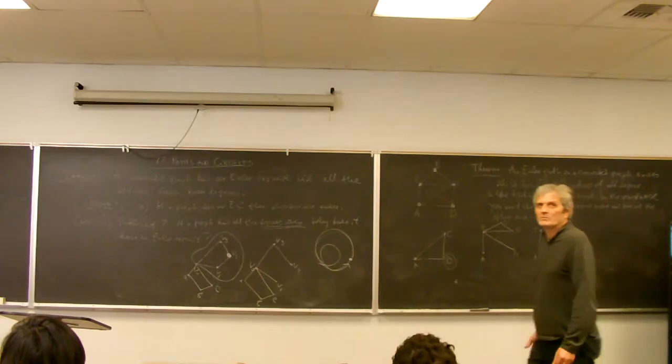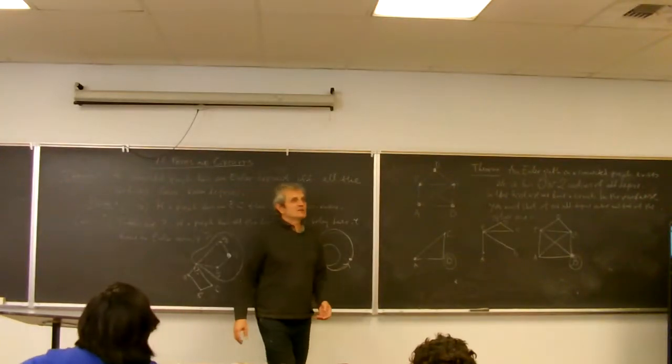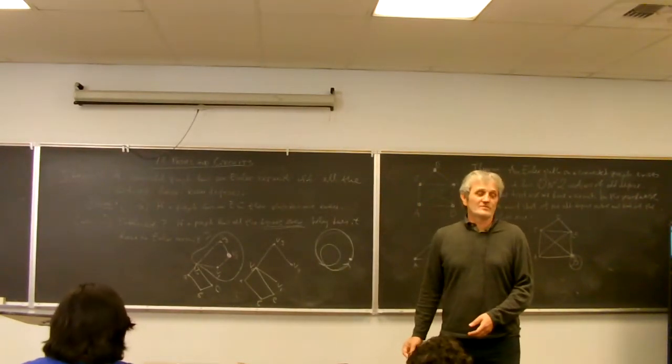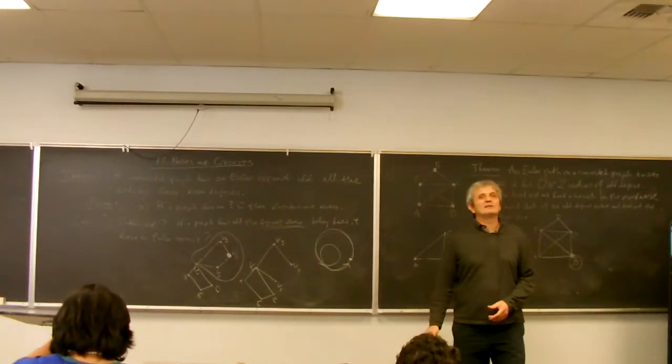All right, let's take a break. We'll continue at 42. And we'll consider the other case where the goal is not to traverse all the edges, but to visit all the vertices. And those are called Hamiltonian paths.